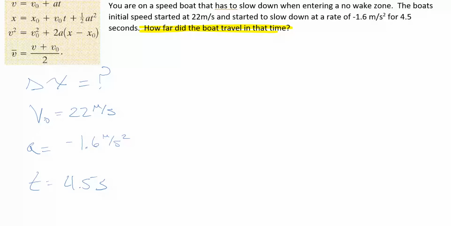So I write out the second equation over here. x equals x naught plus v naught t plus 1/2 a t squared. Now, they don't provide me with an initial position, so this one actually goes away. So in the end, I'm just looking for x equals v naught t plus 1/2 a t squared.